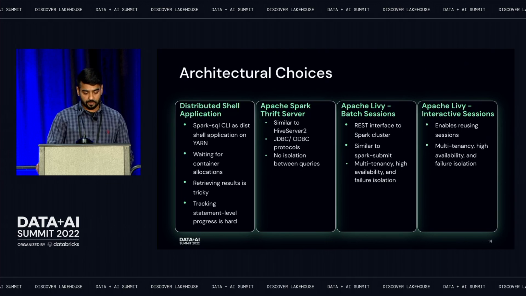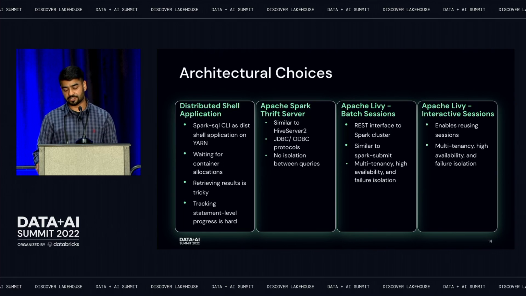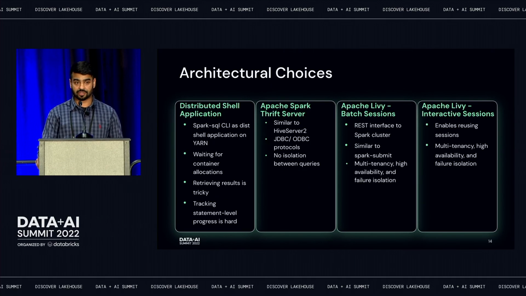In the 3rd and 4th options, we looked at Apache Livy. Apache Livy essentially provides a REST interface to your Spark cluster. And the only difference between 3rd and 4th is the 3rd uses the batch sessions of Livy, and the 4th uses the interactive sessions. The interactive sessions of Livy provide us a lot more flexibility when it comes to how we can use the session.